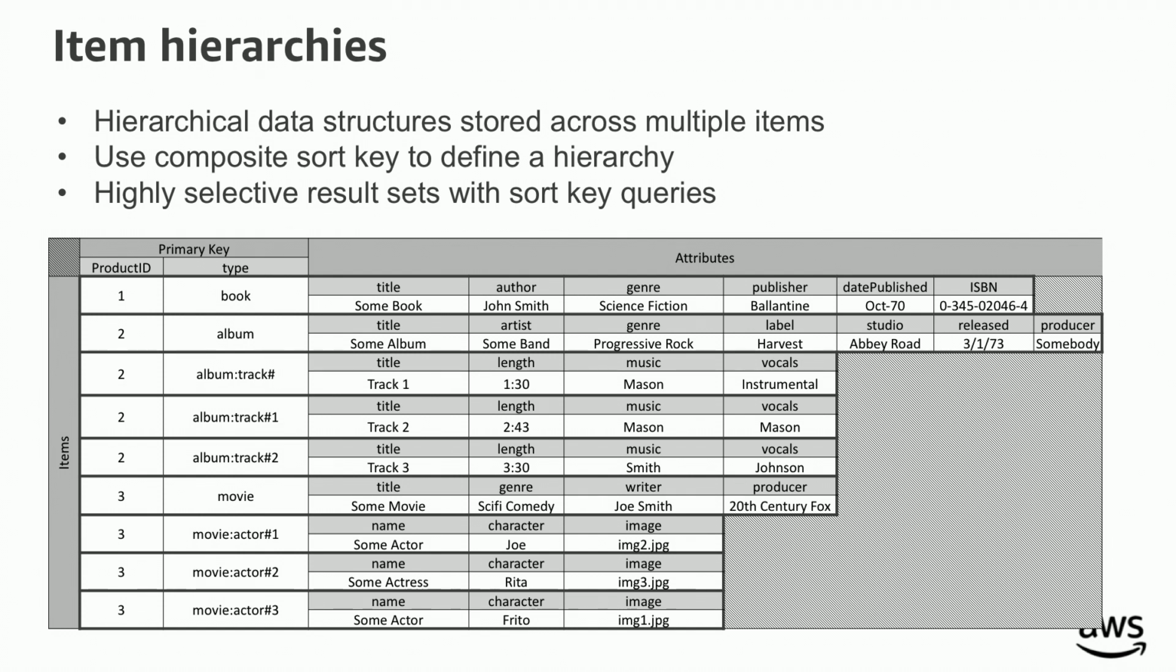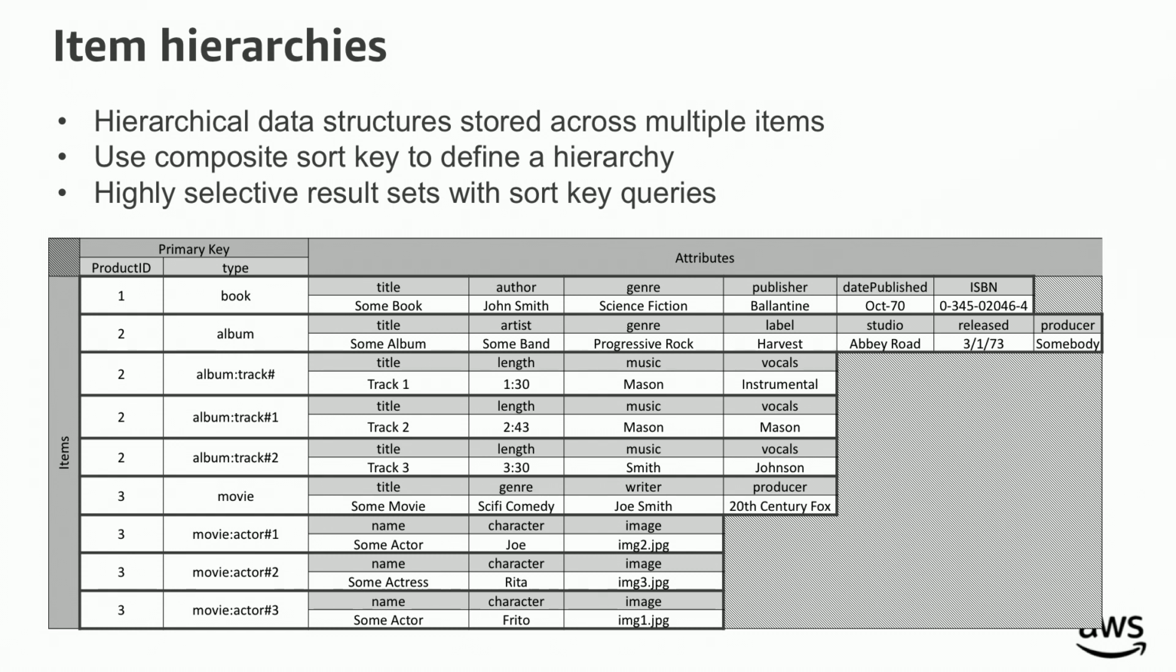Like a lexicographical sort based on what looks like a string data type in this example. Exactly. And in this particular example, we're storing several types of products: books, music albums, movies. As you can see, we have a product ID, and then the type is basically the sort key in this case, and it could be a book or album. But then we also see hierarchy in the case of albums here, where we have tracks. For movies, we have actors.